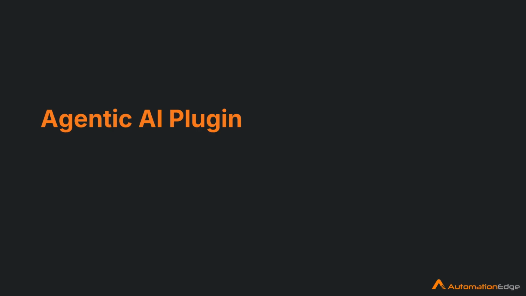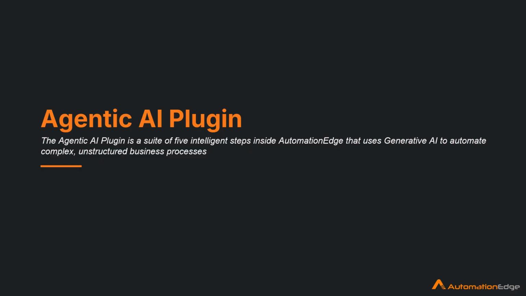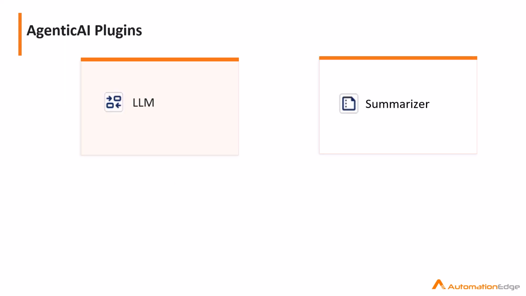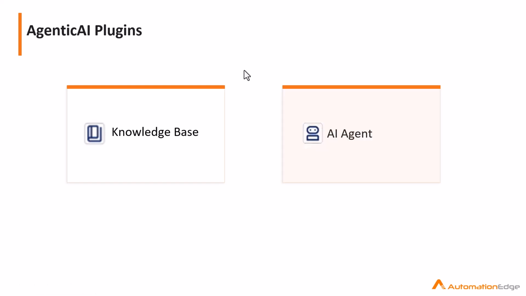The Agentic AI plugin is a suite of intelligent AI-powered steps in Automation Edge that helps automate complex and unstructured business processes using generative AI. In part one of this Agentic AI series, we explored the LLM, Summarizer, and Classifier plugins and learned how they help with content understanding, information extraction, and decision-making. In part two, we will explore two powerful plugins: Knowledge Base plugin and AI Agent plugin. Let's begin with the Knowledge Base step.